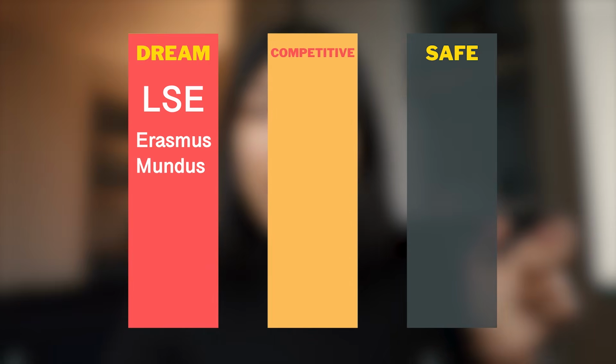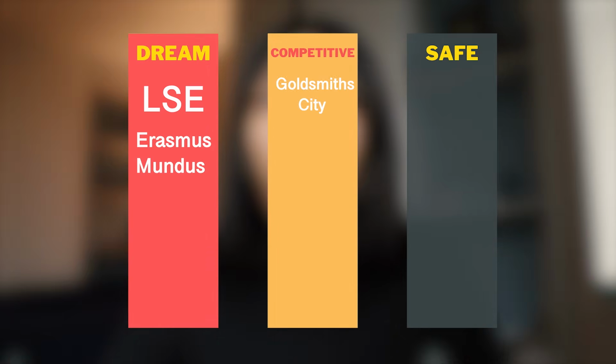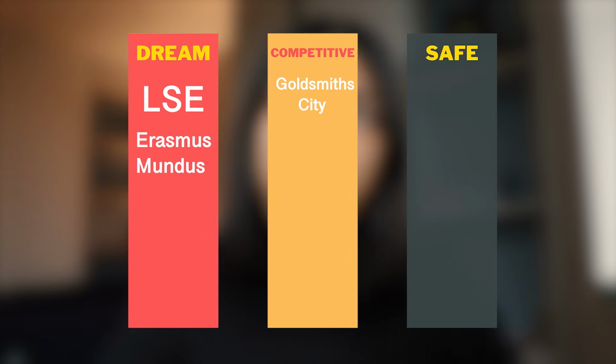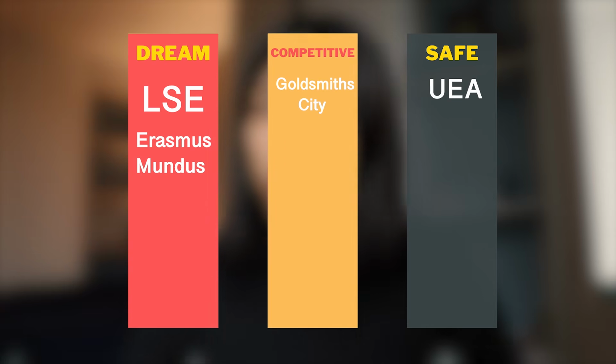So I just shortlisted that for you right here. For the dream university, LSE was my dream university. The Erasmus Journalism Program was my dream program, I'd say. Goldsmiths and City University were my competitive, and then for the safety school, University of East Anglia basically was my safety school. So that's how I categorized mine. Luckily I got into all of them, which is crazy. Usually that doesn't happen, I guess. I got kind of lucky also.